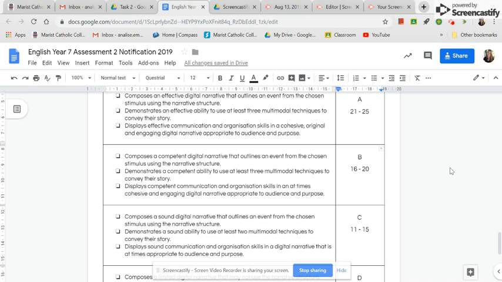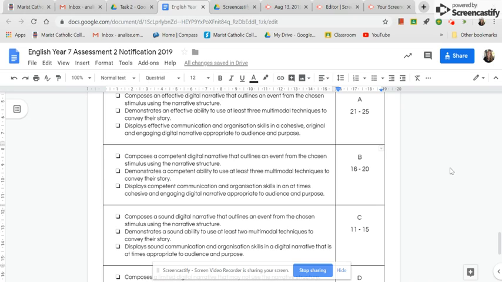And the last thing, the third thing in the marking criteria is your ability to communicate and organize. So we're looking for how well have you put your story together? Does the text, the story itself, what's actually happening, match with the images, with the videos, with all of the technological side? Do they actually match? Do they work together? Do they complement one another?